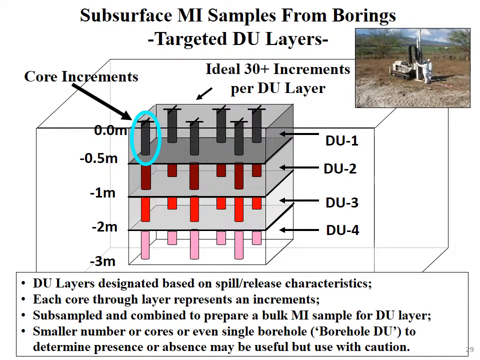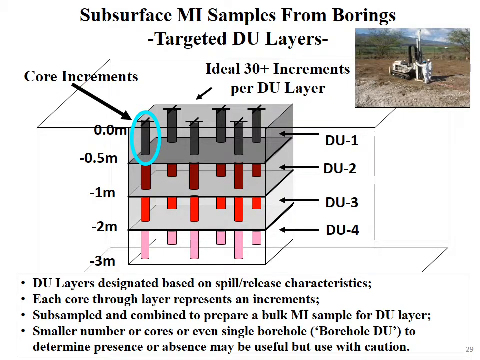So now you've got your 30 increments of soil from this DU layer, but the problem is your increments are really large. They may be, in this case, a meter long, and probably almost a kilogram or more of soil. So you have to subsample your increments to prepare a sample. Those are just details in the field on collecting multi-increment samples.